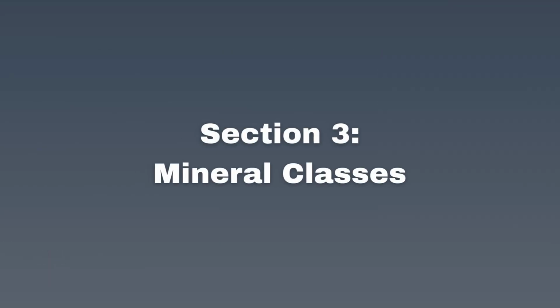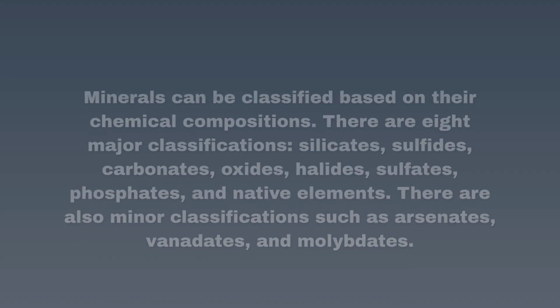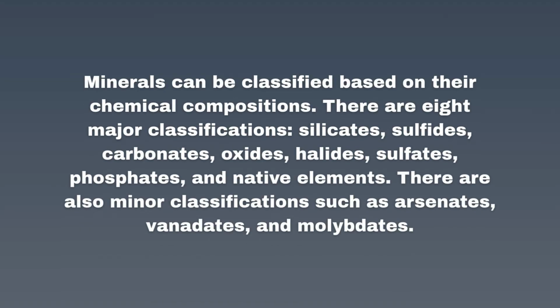Section 3. Mineral classes. Minerals can be classified based on their chemical compositions. There are 8 major classifications: silicates, sulfides, carbonates, oxides, halides, sulfates, phosphates, and native elements. There are also minor classifications such as arsenates, vanadates, and molybdates.